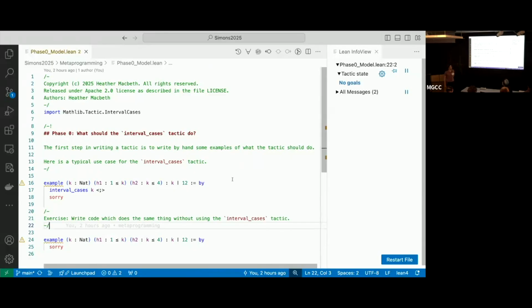So I think in our first session today, we will probably not get around at all to building tactics. Instead, we're going to think about what tactics are doing. So if all goes well, by the end of our 3 lectures, we'll have rebuilt the so-called interval cases tactic, which is one that we did see last week in one of Antoine's lectures. And let me remind you what this interval cases tactic does.